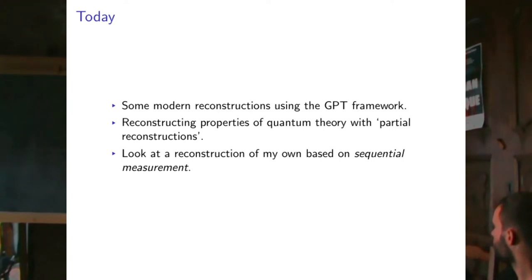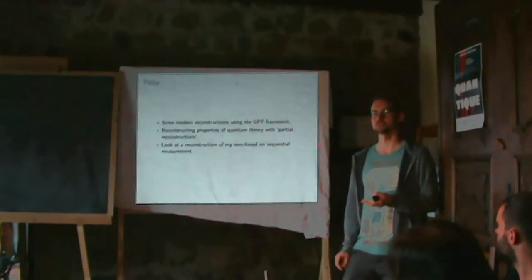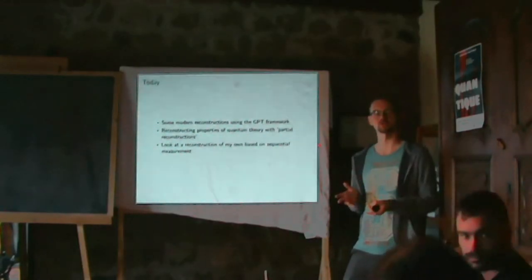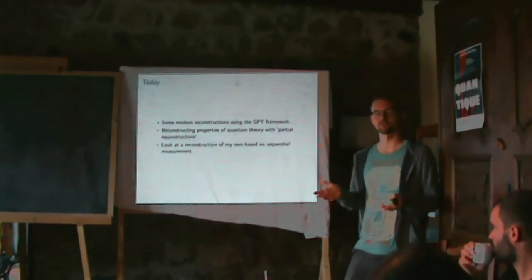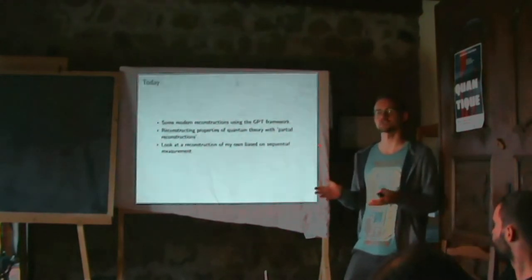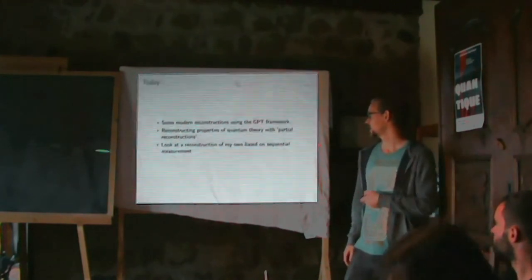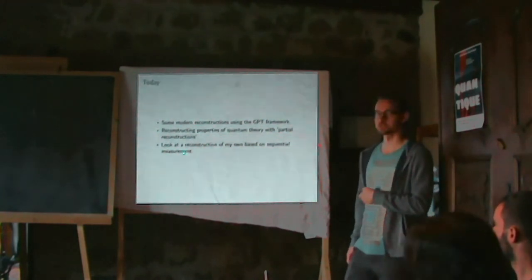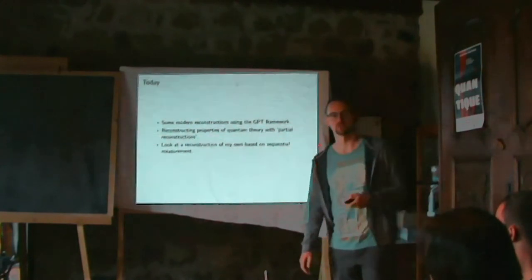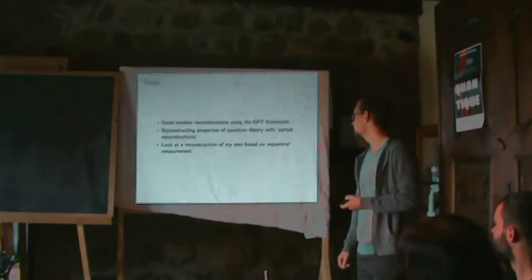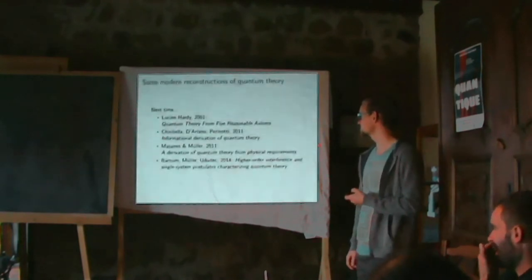After that, I want to look at what I call partial reconstructions. It's not a very good name, but basically, if you only impose some principles but not enough to fully capture quantum theory, then you can often already derive many properties that we consider to be specific to quantum. And it sort of shows that those things aren't special to quantum theory, they're just general features of any non-classical theory. And this last point, I don't think we're going to make it in time. I think it's going to be the next lecture, but I want to go through a reconstruction of my own. Let's start with going through some of these reconstructions.